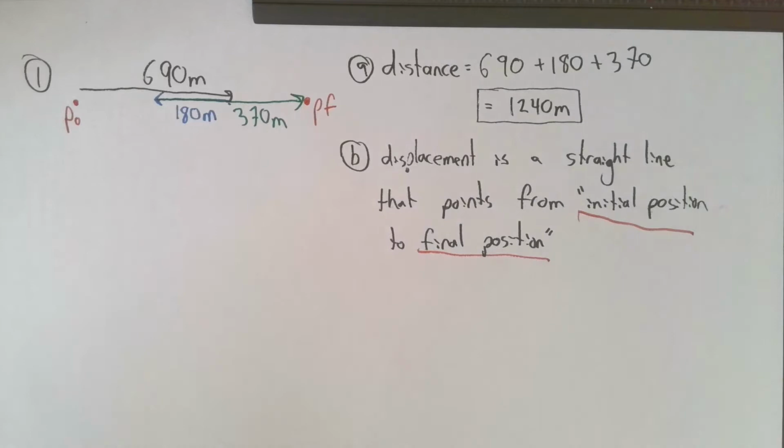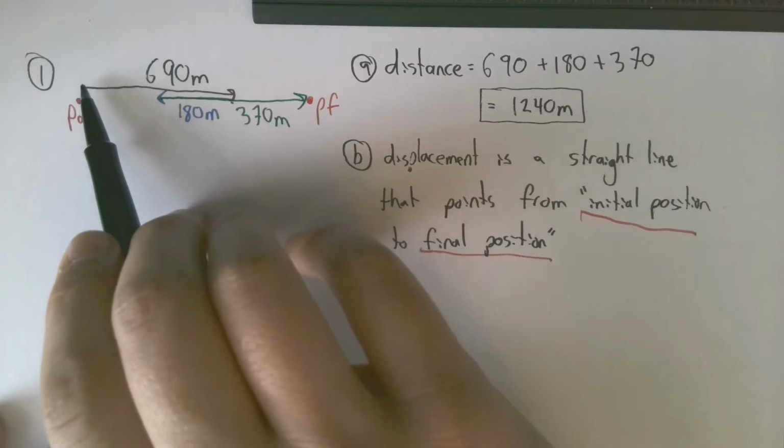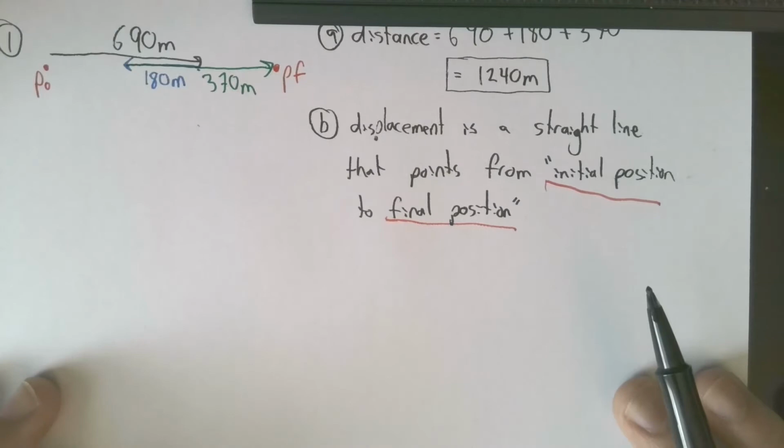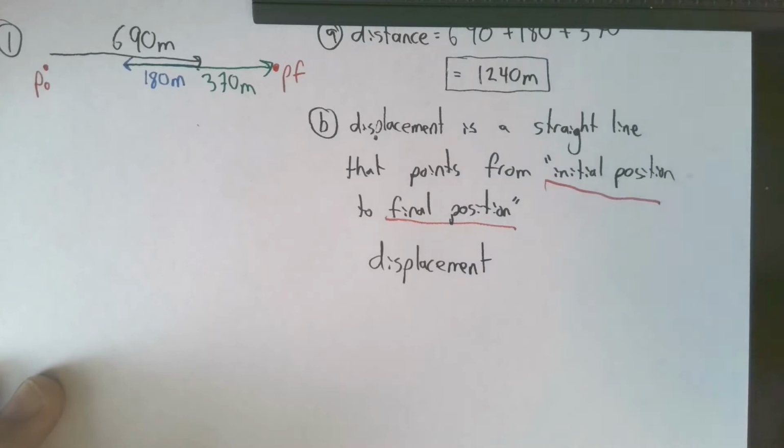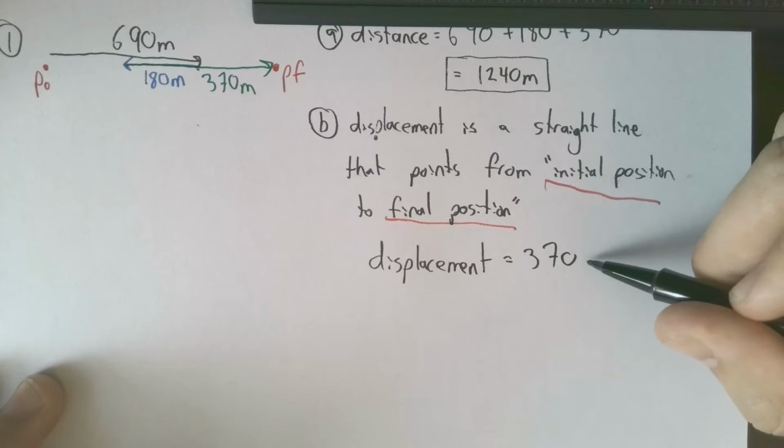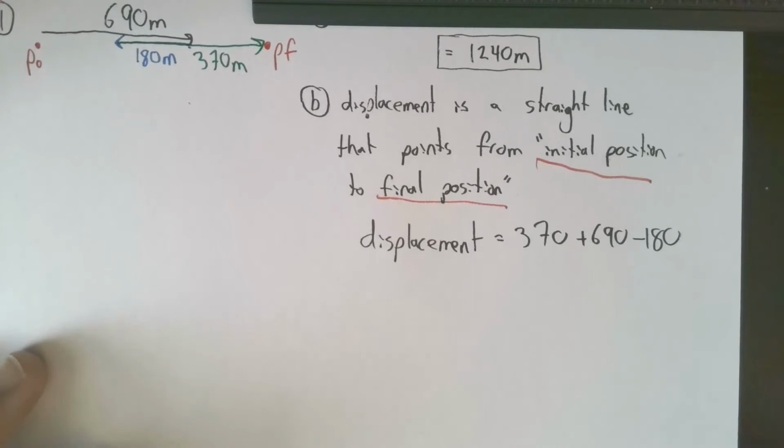You got it. We've got to subtract the 180. So it's kind of like, these are called vectors. This is a positive vector, this is a positive vector, and that's a negative vector. So if you add them all together, you get the total, and this one is negative because it's left. So displacement, or delta P, you could write triangle P, is 370 plus 690 minus 180. The 180 is negative because it's left.